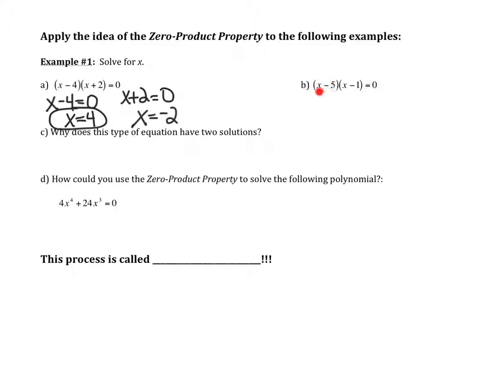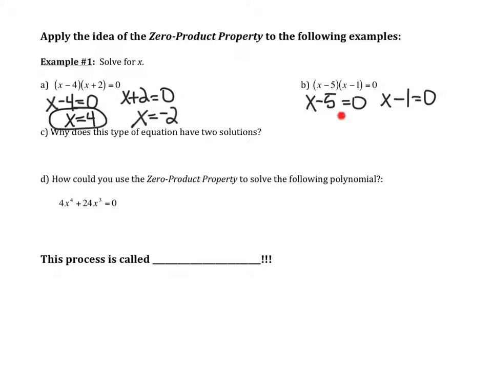So if I figure out what x value makes this parenthesis equal to 0, my entire equation would be equal to 0. And if I figure out which x value makes this parenthesis equal to 0, the entire equation would equal 0. So again, it's just a matter of taking x - 5, setting it equal to 0, and taking the x - 1 and setting it equal to 0.